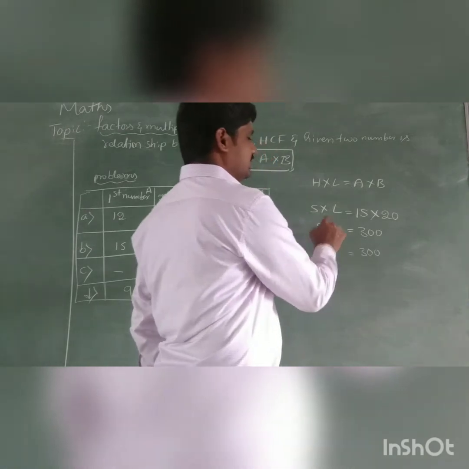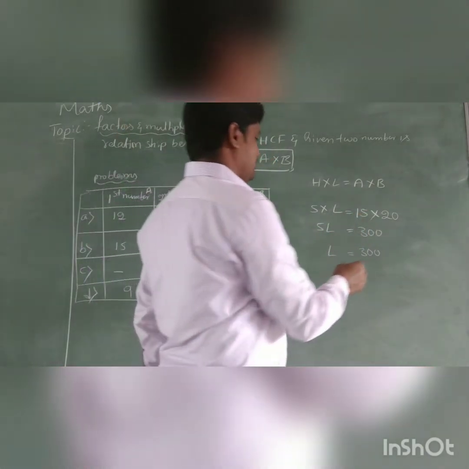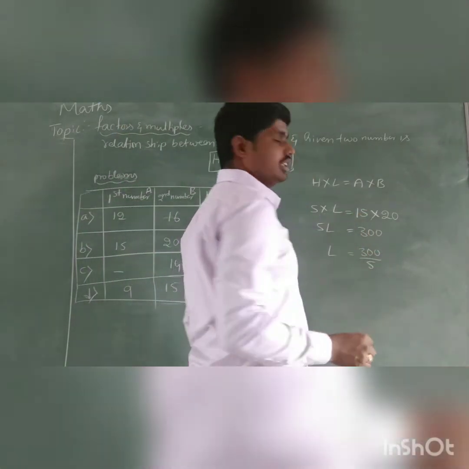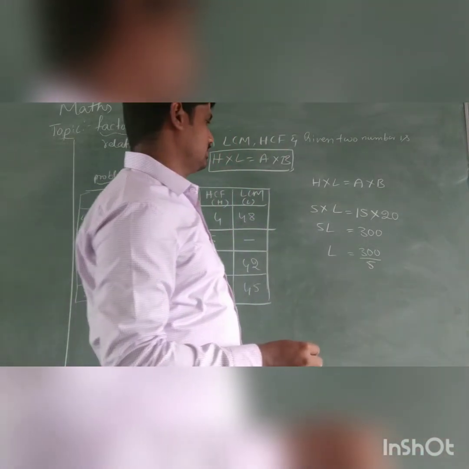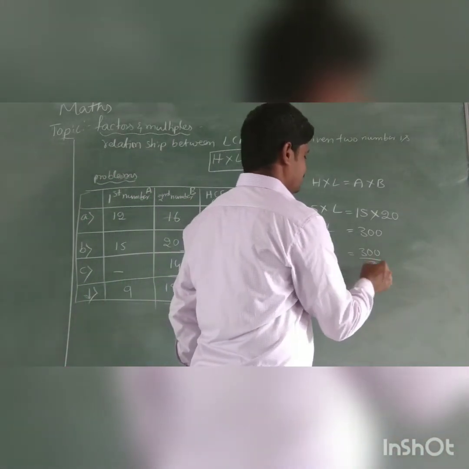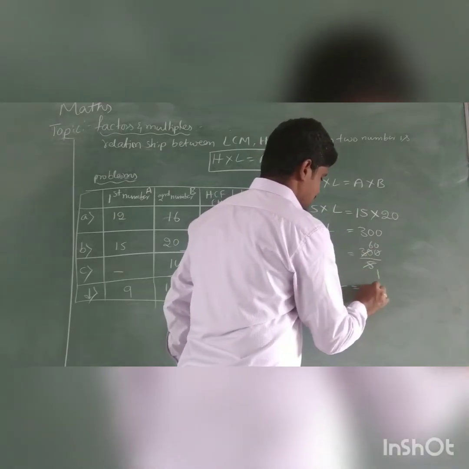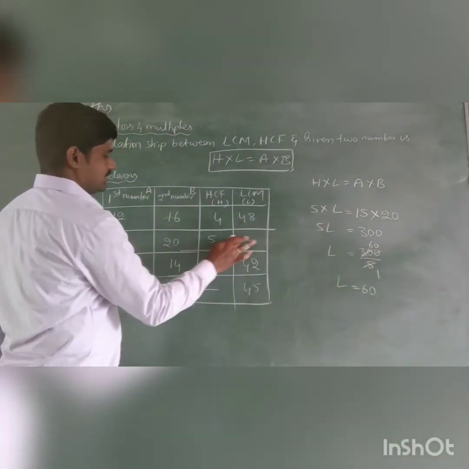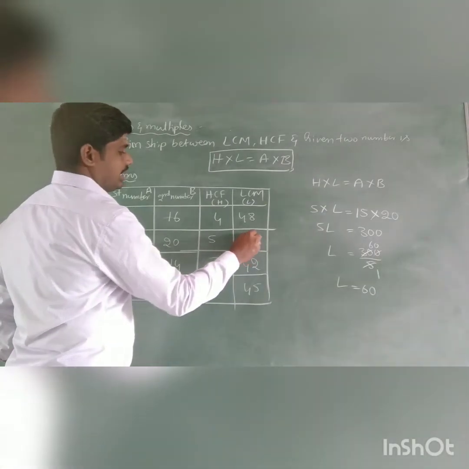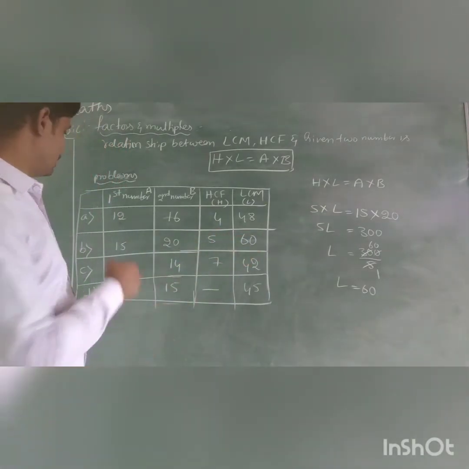L is equal to 300. This 5 going from LHS to RHS will become divide. Divide means 5 in the denominator. So divide 300 by 5. In the 5 table, how many times? 5 sixes are 30, put 0 as it is. L is equal to 60. The value of LCM is 60. Any doubt? Next we are going to the third problem.